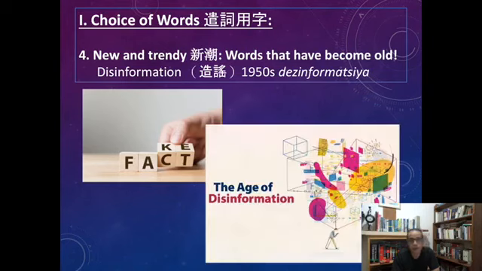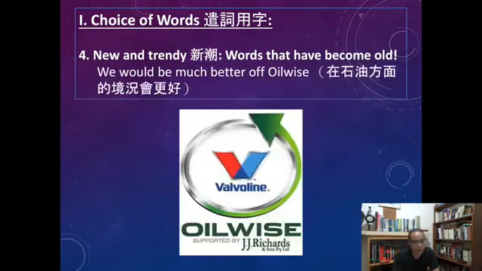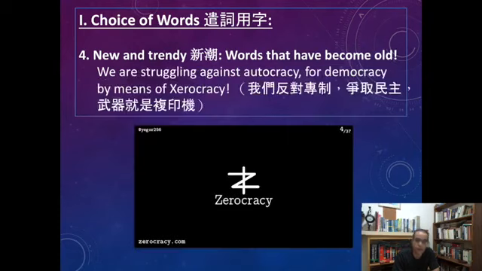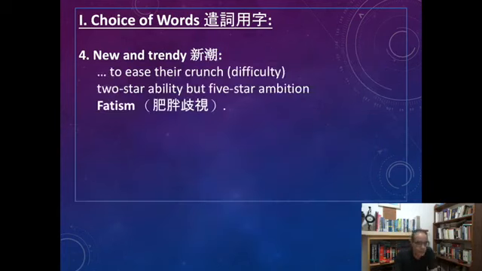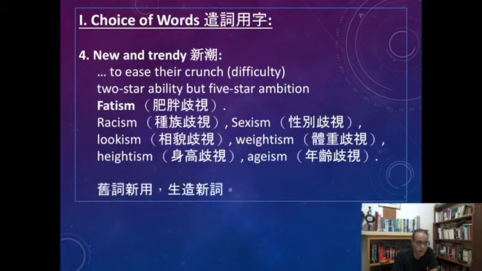Take for example this line. It's written by an Iranian politician: "We are struggling against autocracy for democracy by means of xerocracy." Xerocracy here, he's making up this word. It's coming from Xerox. So what he means is that by photocopying their documents and writings about democracy and distributing these pamphlets to people. So always use new and trendy words.